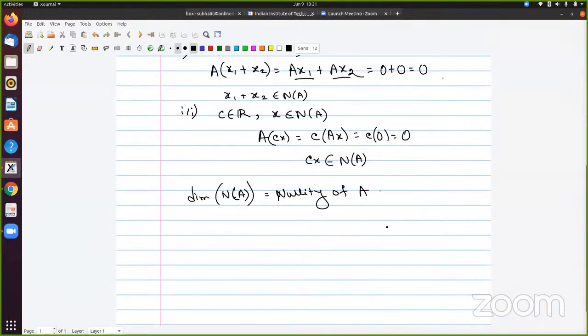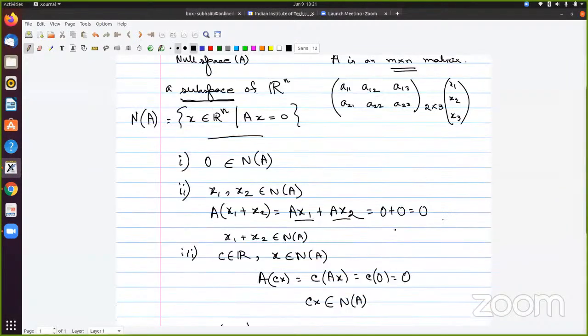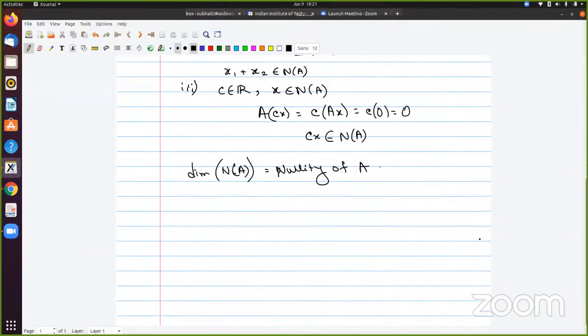Sir, would it always be equal to n? Because it is a subspace of Rn, it may not be n. It can be n or it can be less than n. It cannot be greater than n, that's for sure. So that's why it is satisfying all three axioms over here, sir.